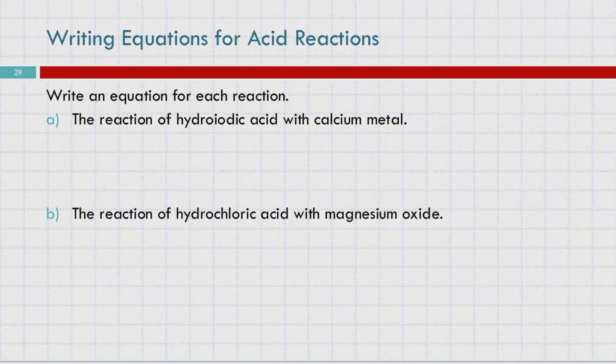What is hydroiodic acid? HI. The hydro part means it's a binary acid. Iodic is the base plus ic for iodine, so it's HI. And that's reacting with calcium metal.